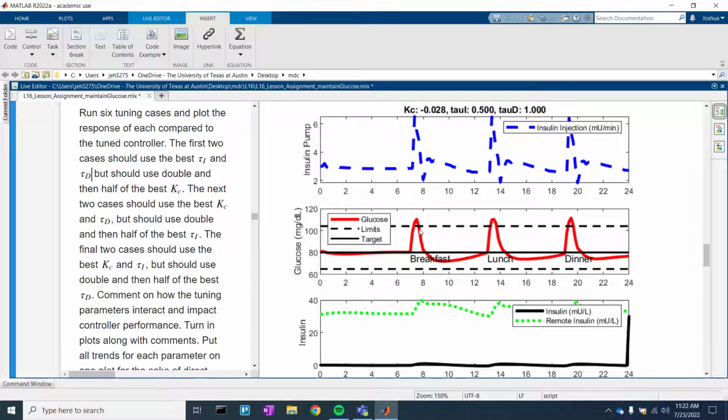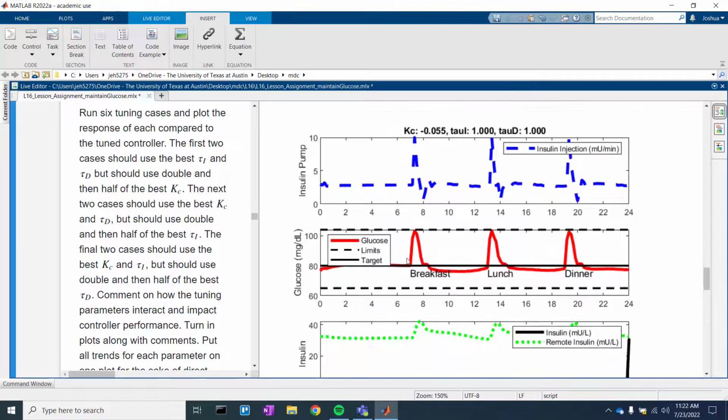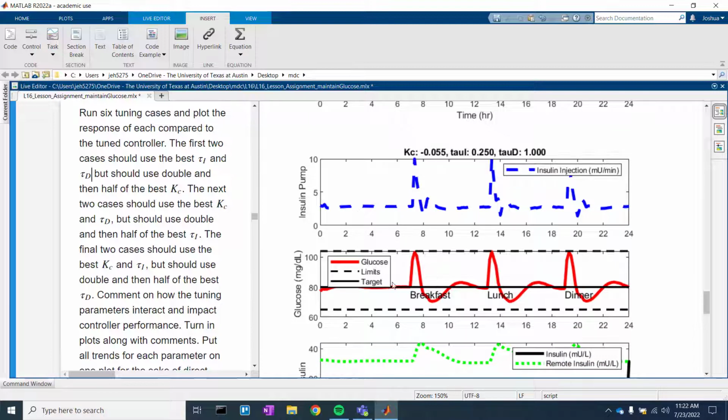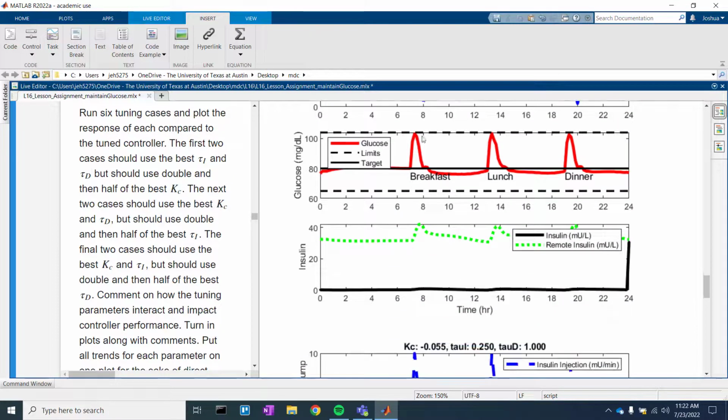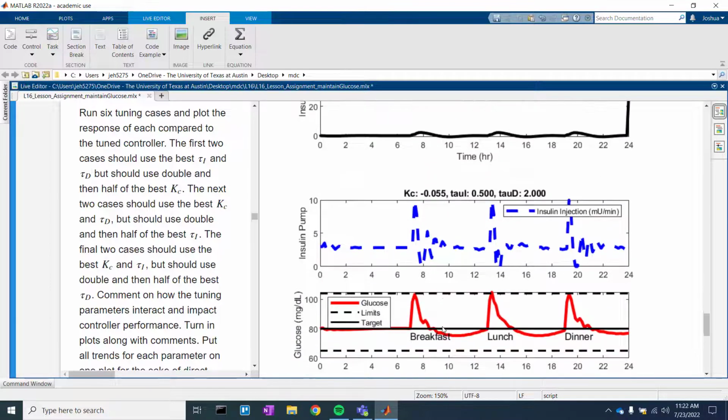Because of that much lower change in our gain, we don't respond quick enough to those spikes in glucose. So keeping our Kc at 0.55, which was the best, let's look now at changing our tau I and our tau D. This is tau I of 0.1, twice the value, and our tau D of 0.25, so half. You'll notice some more oscillation when the tau I, so the integral control, is more impactful, and we still have these spikes. So we'd rather not have those oscillations, and that's what happens when our tau I is too low. We have some oscillation.